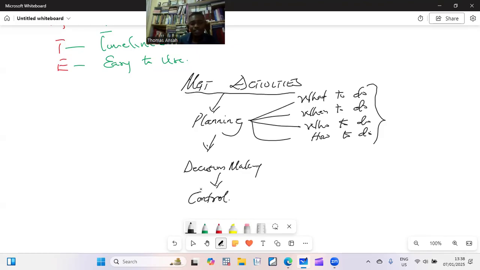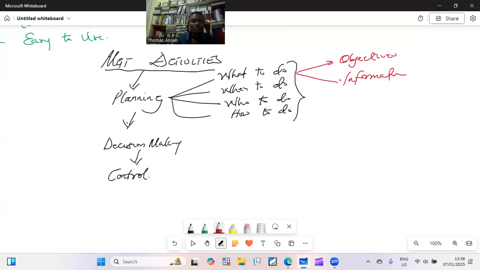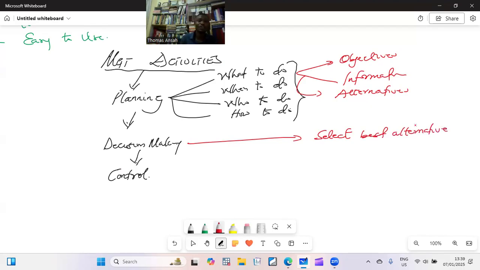When we say control, we are trying to say that at the planning stage, what you are doing is identifying your objective. So what to do? You need objectives. Then you gather information about what to do. You gather all the information, and that will get you to have alternative ways of carrying out those objectives. So now in decision making, you will select the best alternative. Decision is just making a choice, making a selection. So you select the best alternative out of these.